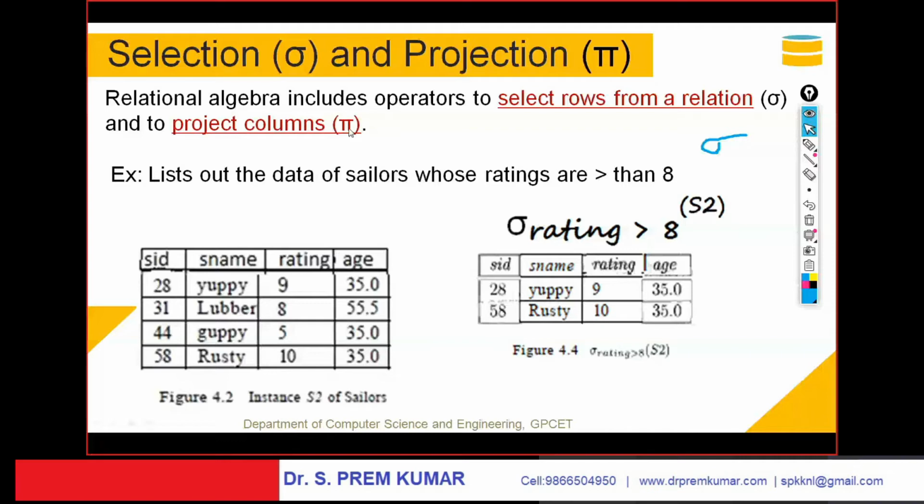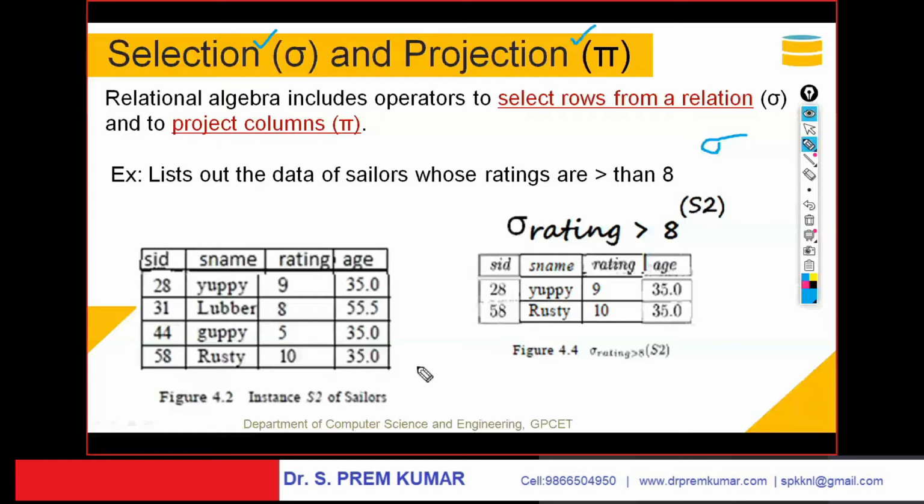Relational algebra includes operators to select rows from a relation, with the help of the sigma symbol, and to project columns. What is this project? We will discuss it later. First we focus on the selection operation, and after completing that we go with the projection operation.